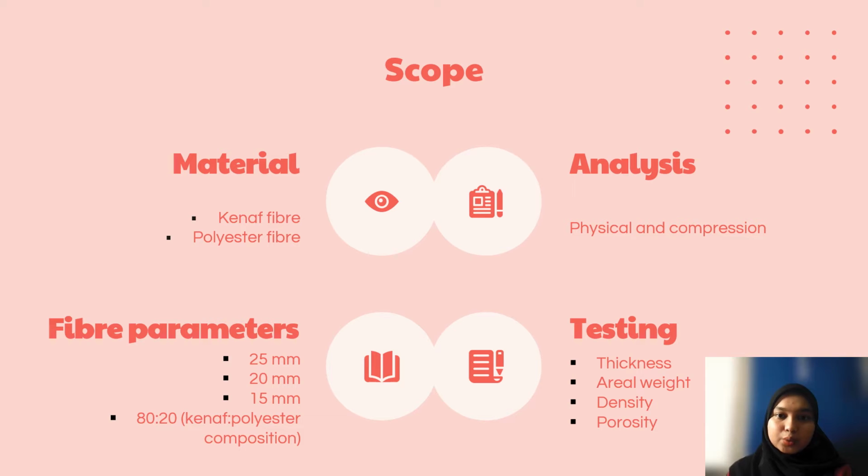Ideco company was the one that supplied the Kenaf and polyester fiber. The Kenaf fiber were cut into 3 different lengths, which is 25 mm, 20 mm and 15 mm each. Both Kenaf and polyester fiber were put through the air web process for the web formation and followed with thermal bonding to form the web fiber. The constant composition of 80 and 20 Kenaf polyester was used.